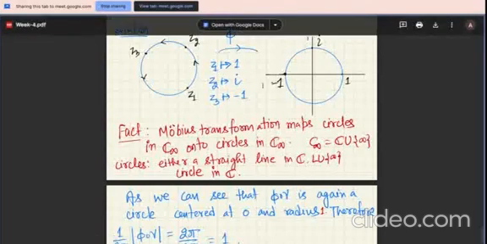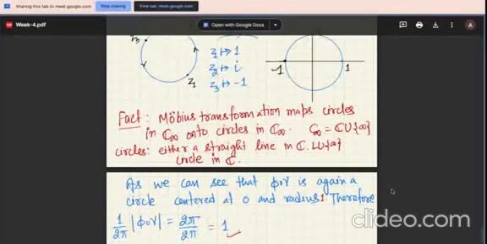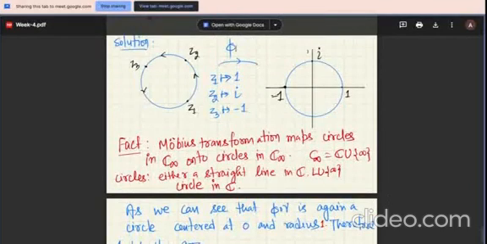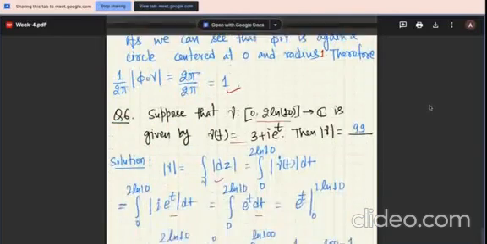Therefore, the length of this phi ∘ γ is nothing but 2 pi r, and r is 1. So again 1 upon 2 pi times this will be 1. Okay, so this is quite simple. It means that this phi can map the circle either onto a circle or a line. So again we can say that this is again a circle. So this is easy to derive from here.